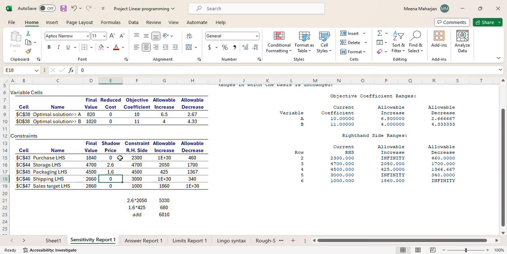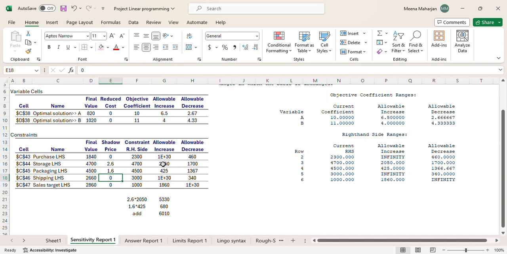However, increasing or decreasing the other constraints like purchase, shipping, and sales constraints would not impact the profit. This is because their shadow prices are zero as indicated here.